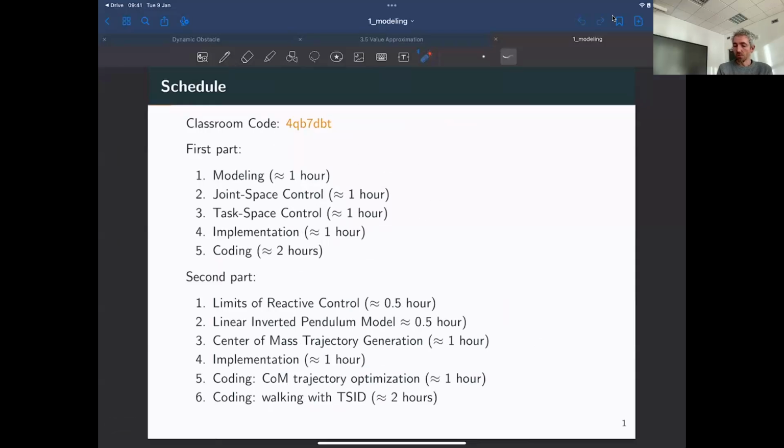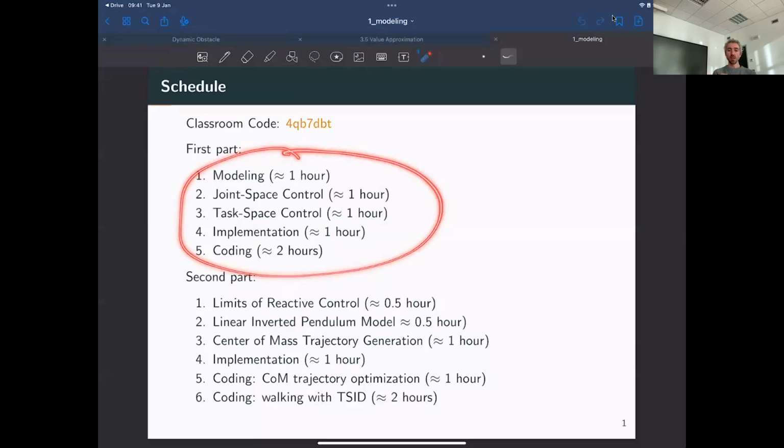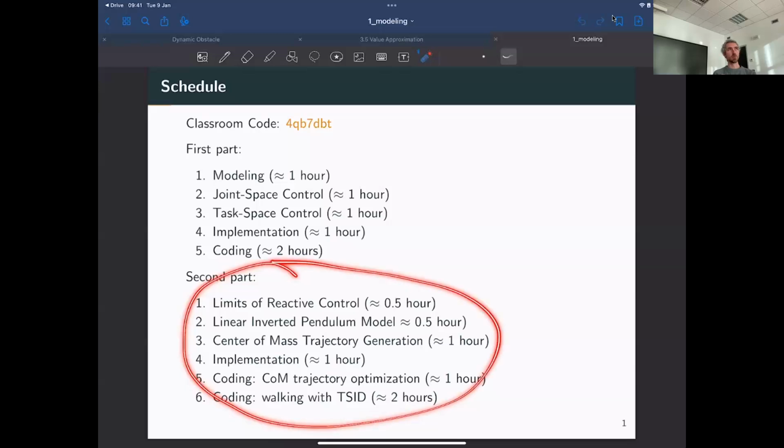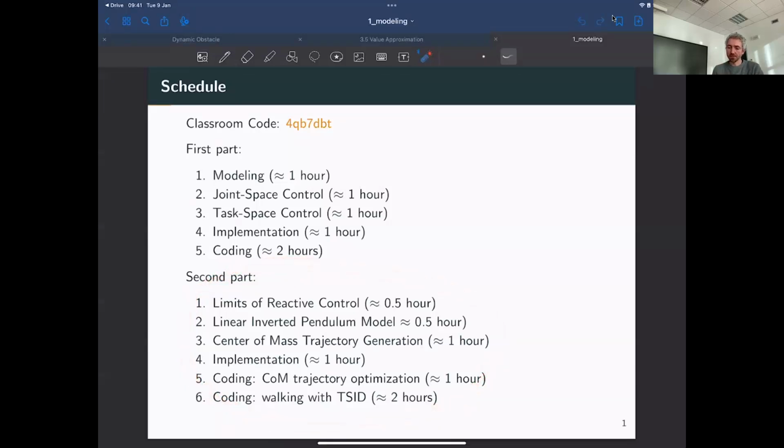The second part moves from reactive control to walking trajectory generation. So reactive control is good as long as you know exactly how you would like to move. But when it comes to walking, it's not so easy to figure out what is a feasible walking trajectory for your robot to track. So the first part of the course is going to be today and tomorrow. And the second part is going to be Wednesday and Friday. Thursday, there is no class.